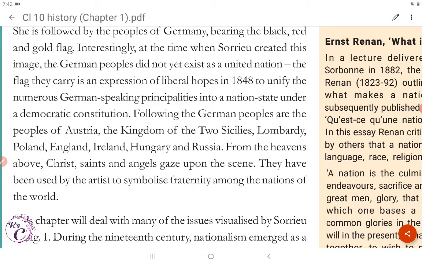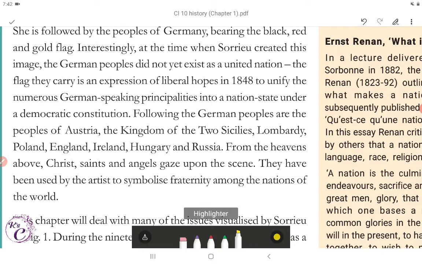Following the German people are the people of Austria, the Kingdom of the Two Sicilies, Lombardy, Poland, England, Ireland, Hungary, and Russia. From the heavens above, Christ, saints, and angels gaze upon the scene. They have been used by the artist to symbolize fraternity among the nations of the world.